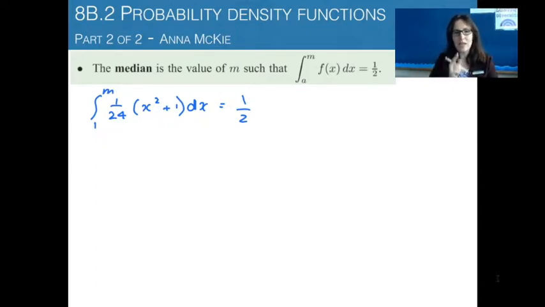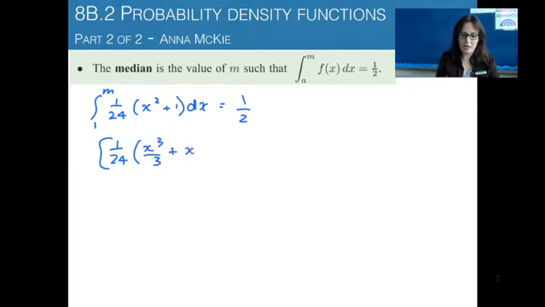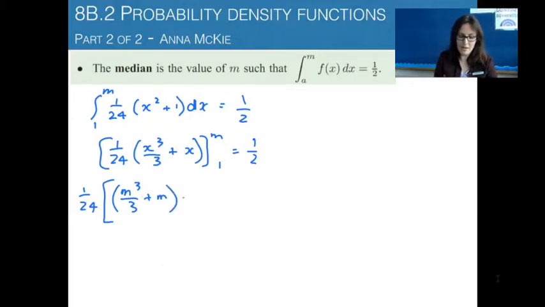So algebraically here, we have to integrate this. This is where we use square brackets, put the 1 on 24 there, we raise the power, put it over the power, and that 1 turns into an x. We're using m and 1 and finding when that's equal to a half. Now I'm going to substitute in the m and the 1. I'm going to take the 1 on 24 out the front because you can do that with these coefficient constants for integration. Substituting in the m and then subtracting off where I substitute in the 1, equal to a half.